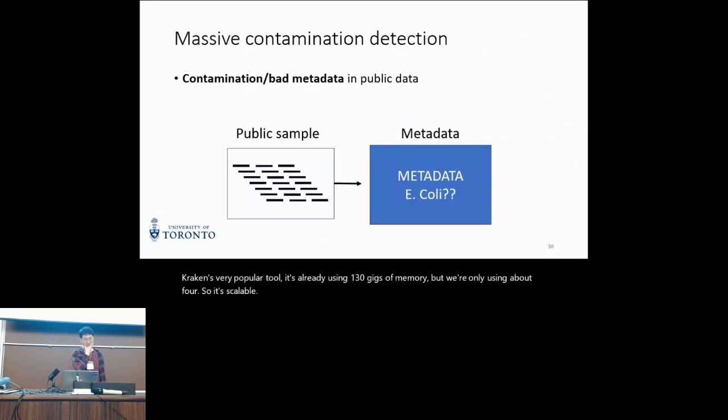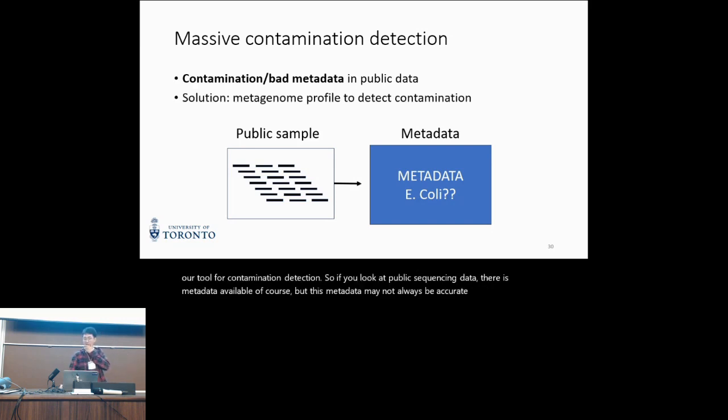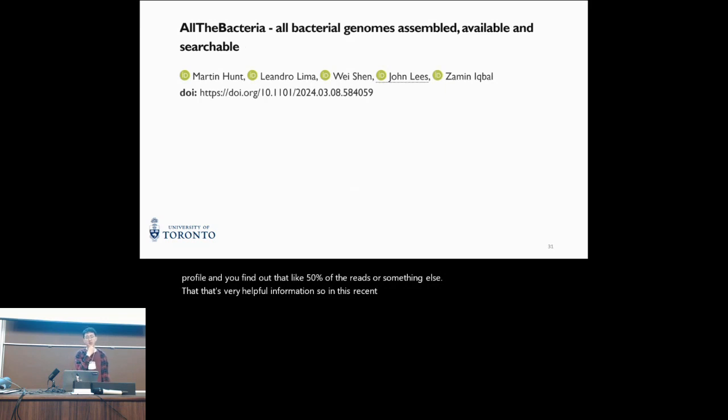The final application I want to discuss is a really interesting task that other folks did with our tool for contamination detection. So if you look at public sequencing data, there's metadata available, of course, but this metadata may not always be accurate. And furthermore, if you take even isolate sequencing reads, there'll be contamination in those reads. So one solution that people came up with is you just run a metagenome profiler on isolate reads, and it should pick up contamination, right? If you have only E. coli, but then you run a metagenome profiler and you find out that like 50% of the reads are something else, that's very helpful information. So in this recent paper, called All the Bacteria.